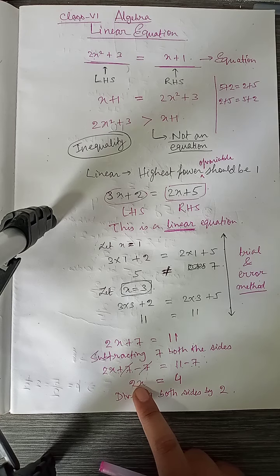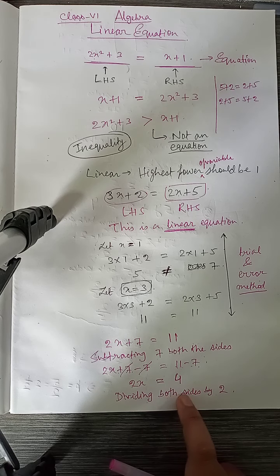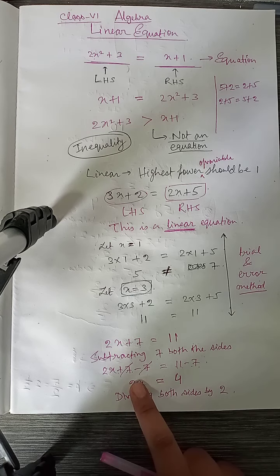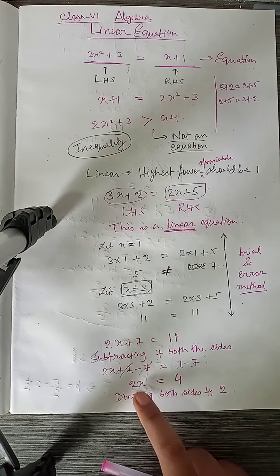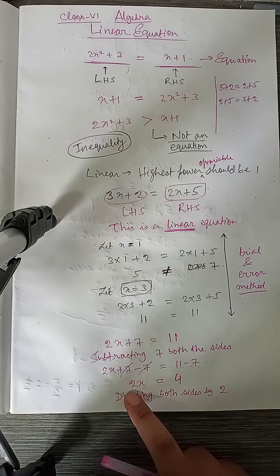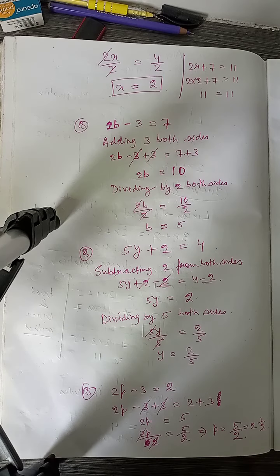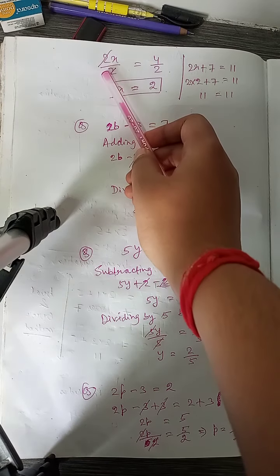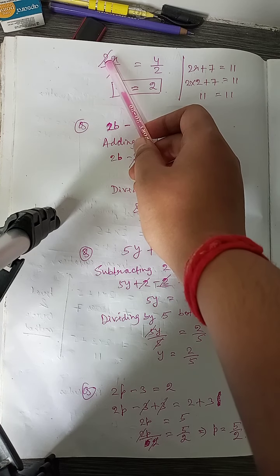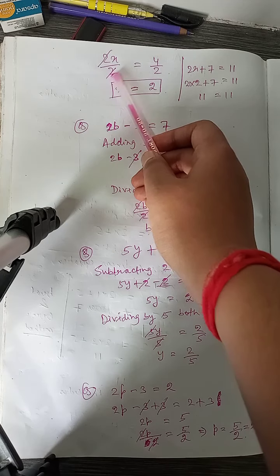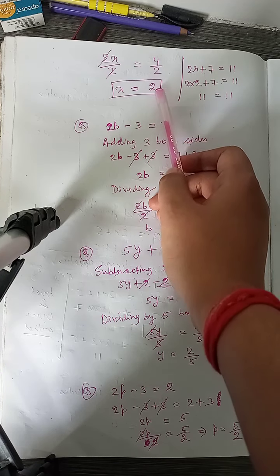Then we have to remove this 2 from the x. So we divide both the sides by 2. This 2x is actually 2 into x. So we have to divide both sides by 2 in order to remove this 2 from x. We have divided 2x by 2 and 4 by 2. So the 2 in the numerator and the 2 in the denominator get cancelled, so only x remains. So x equal to 4 divided by 2, that is 2.